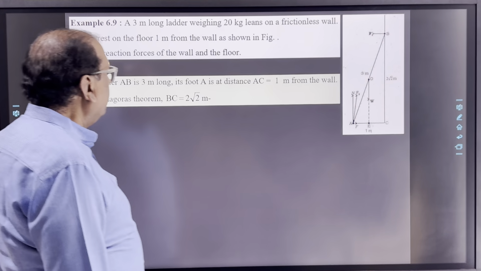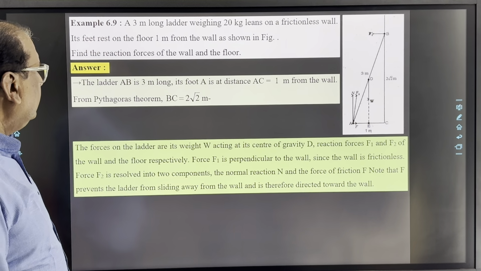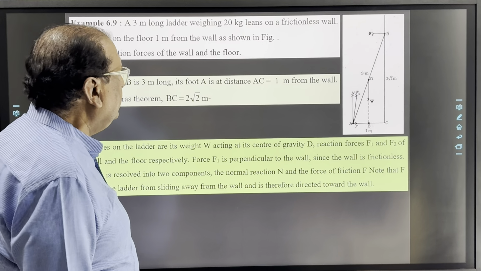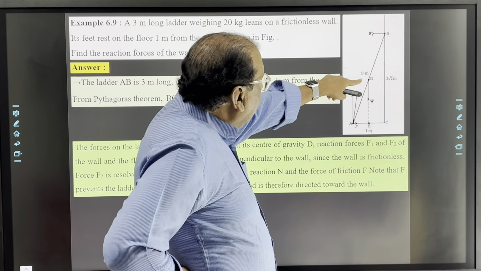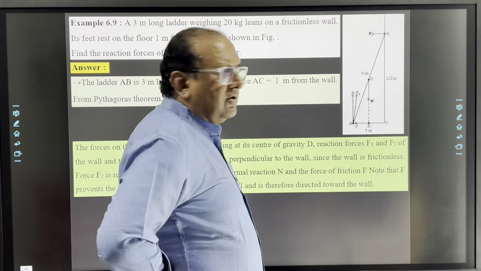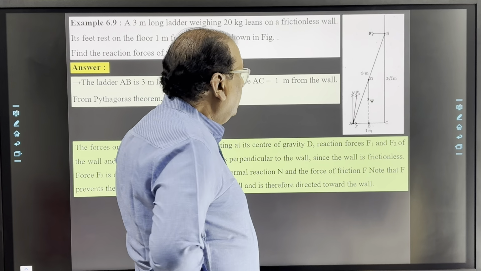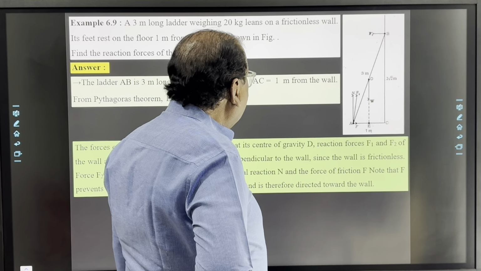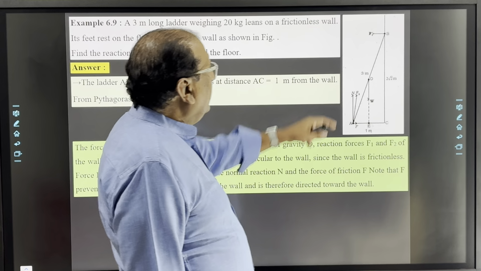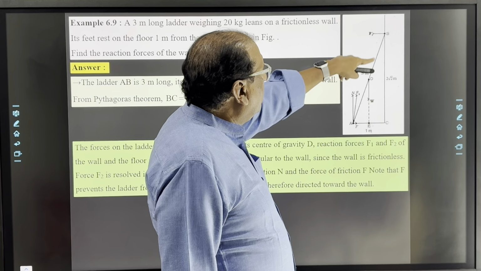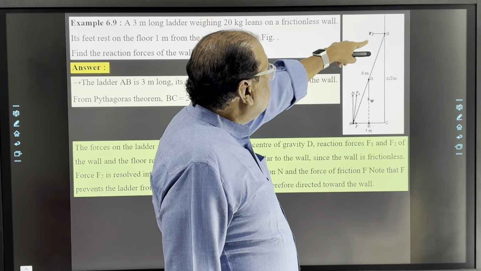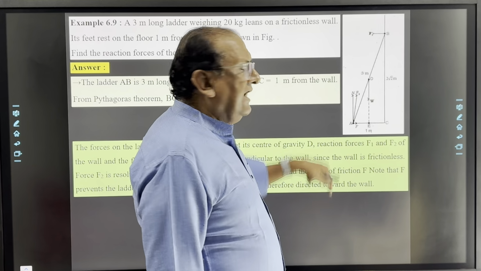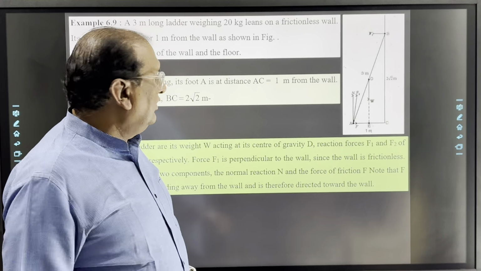Okay. Now see here, if we think about the forces which are acting in this particular situation, from D, the weight of the rod acts in downward direction. Now reaction forces F1 and F2 are as shown in the figure. F1 will be perpendicular to the wall because the wall is frictionless. And here F2 we can resolve in two components.